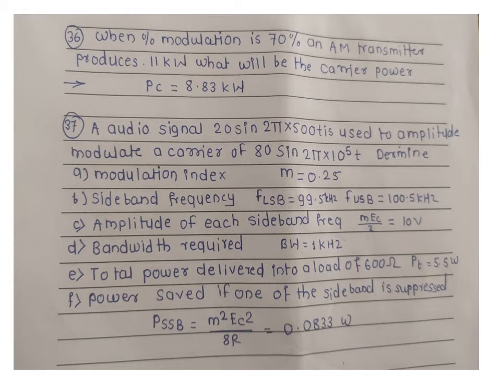problem number 37. In this problem you have to calculate the modulation index, sideband frequency, amplitude of sideband, bandwidth, total power and power saved if one of the sidebands is suppressed. For this, the formula given is m square ec square divided by 8r. So all of you solve these 1 to 37 problems.